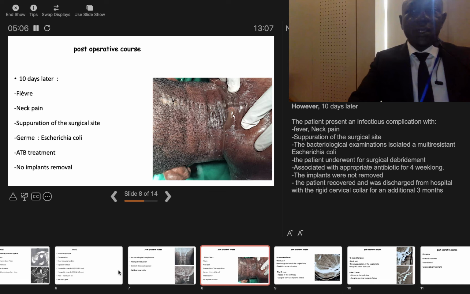However, 2 days later, the patient presented an infection complication with fever, neck pain, and suppuration of the cervical site, and the bacteriological examination isolated a multi-resistant Escherichia coli. The patient went for surgical debridement associated with appropriate antibiotics for 4 weeks. The implants were not removed, and the patient recovered and was discharged from hospital with a rigid collar.